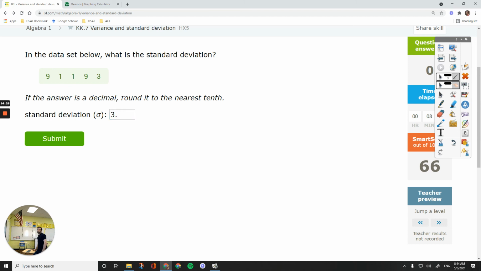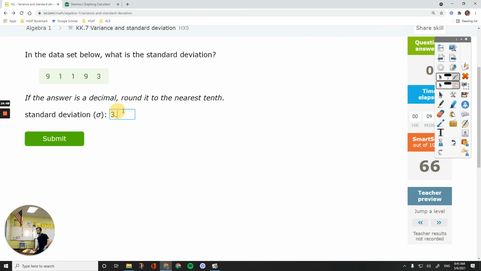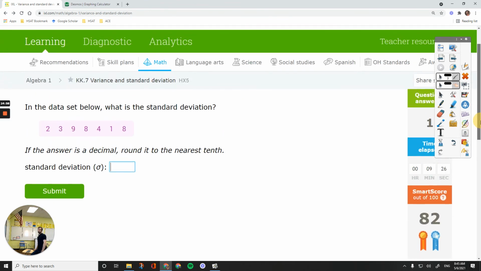Okay, let's read the instructions. I just realized that it says round it to the nearest 10th. So we get back here. If we round it to the nearest 10th, we will have one number after the decimal point. So our answer is either 3.6 or 3.7. The next digit is going to tell us what to do. The next digit is 6. It's higher than 5. We round that 6 to 7. So 3.7 would be our standard deviation.